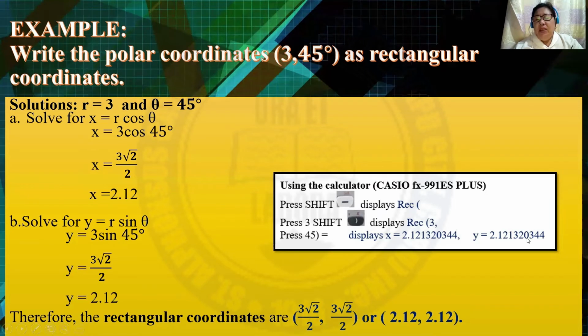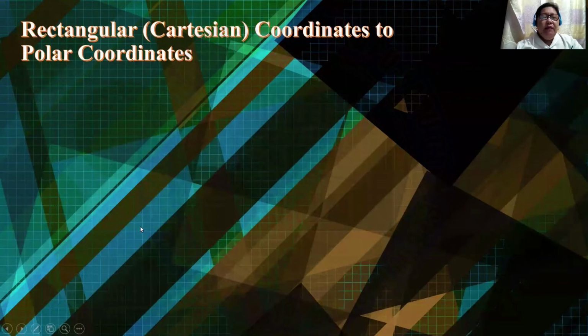Then just move the cursor, and you will find y is equal to 2.12132344. So, you can use this solution or you can use the calculator in order to change polar coordinates to rectangular coordinates.